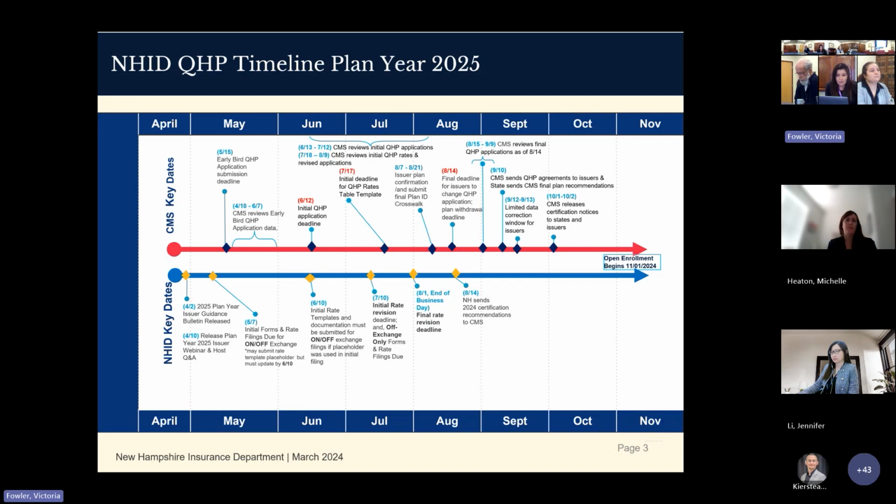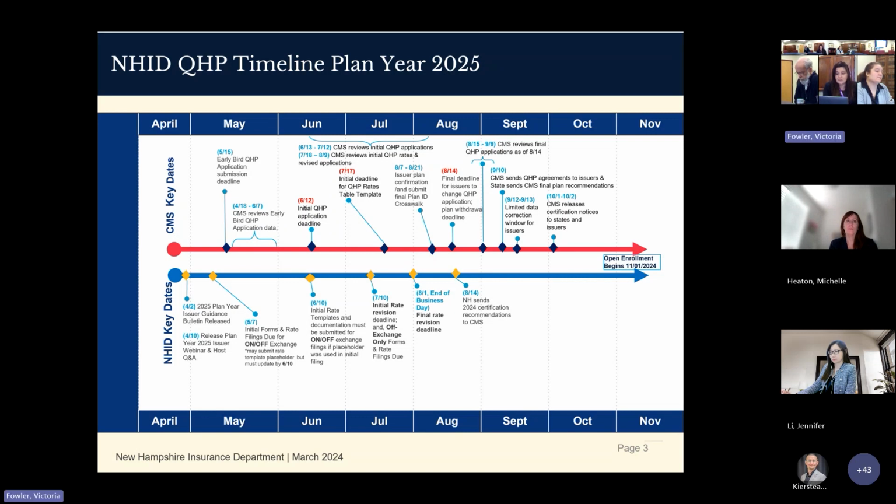You may submit rate template placeholders, but must update these by June 10th. On June 10th, the initial rate templates and documentation must be submitted for the on/off exchange filings if a placeholder was used in the initial filing.